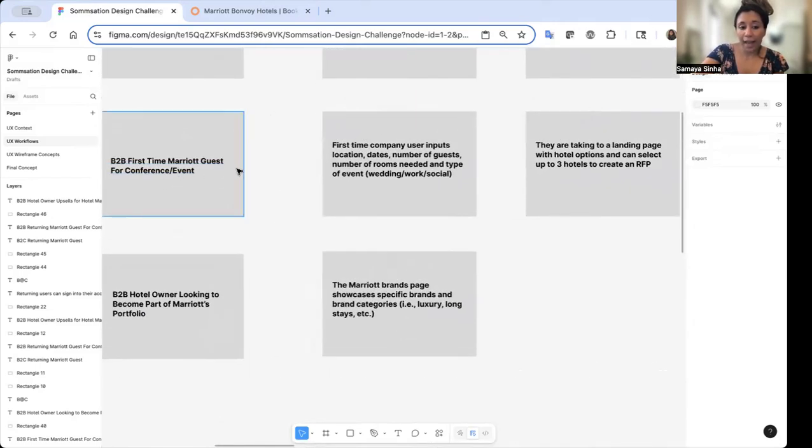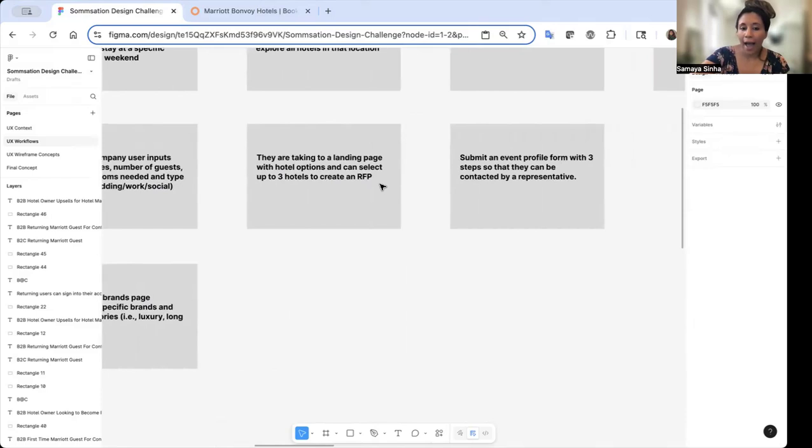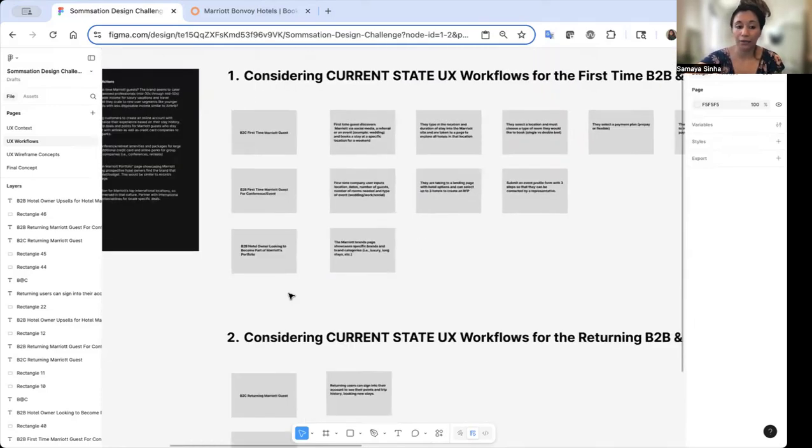For first-time Marriott guests for a conference or event, this is more the B2B example. You can actually, on the Marriott site, plan an event like a conference. So a first-time company user must input their location, dates, the number of guests, number of rooms needed, and the type of event that they are planning. And then they are taken to a landing page with multiple hotel options, and they can select up to 3 hotels to create an RFP. So essentially, depending on the size of what they're planning, they might need 3 hotel locations to house all their guests. And then they submit an event profile form with 3 steps in it so that they can be contacted by a Marriott representative.